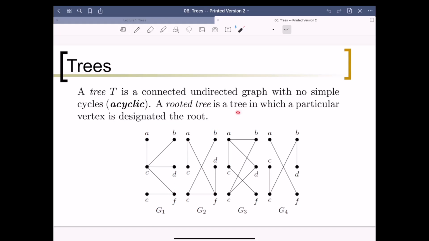A rooted tree is a tree in which a particular vertex is designated as the root. So we pick any of these vertices and make it the root, and then you draw all other adjacent vertices below that root. To demonstrate how to draw a tree as a rooted tree, we are going to use G1.